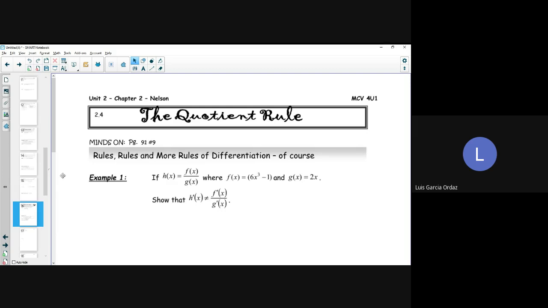So when we talk about the quotient rule, when it comes to differentiation and finding the derivative, it has to do with a function f of x over a function g of x. So example one: we want to show that if h of x is equal to f of x over g of x, where f of x is 6x cubed minus 1 and g of x is 2x, then the derivative of h of x is not equal to the derivative of f of x over the derivative of g of x taken separately.